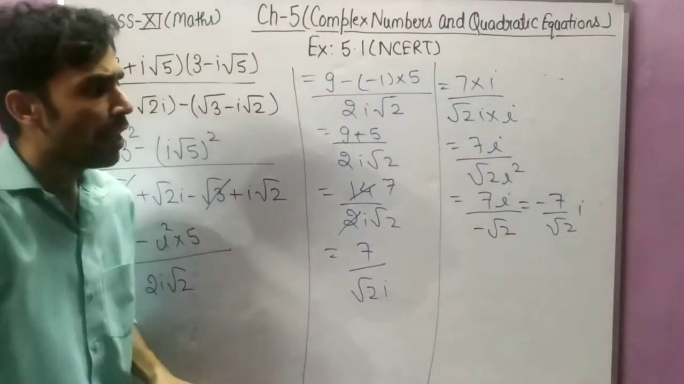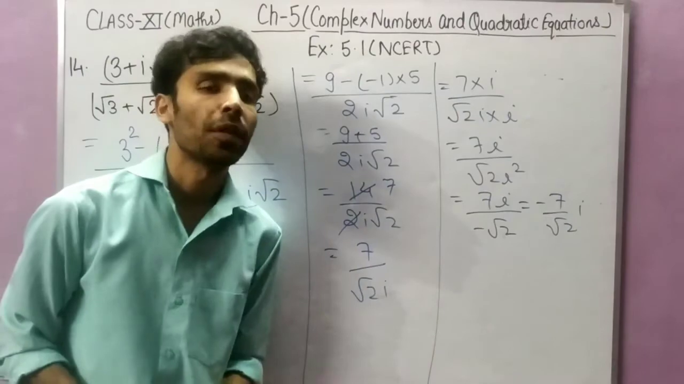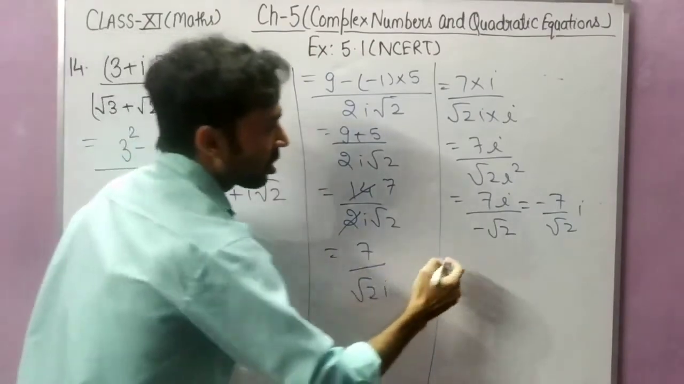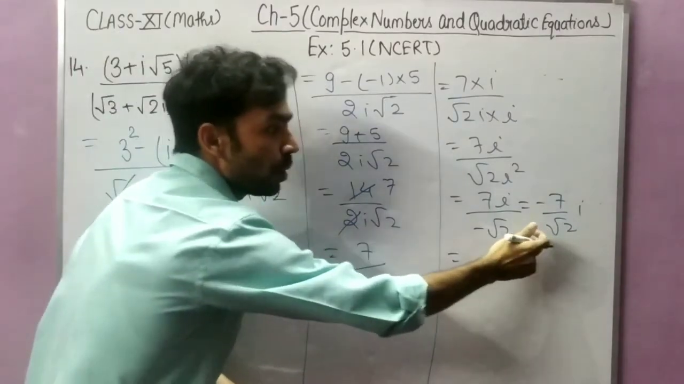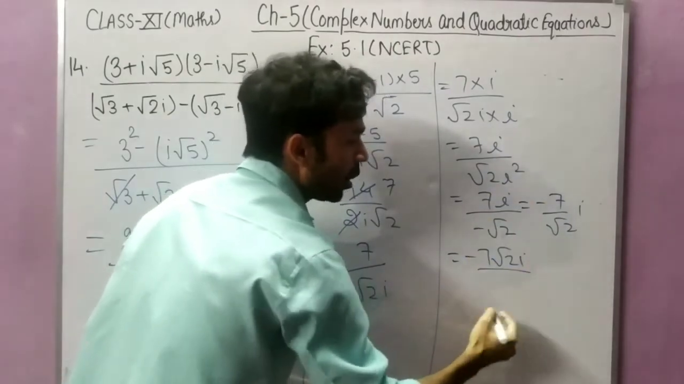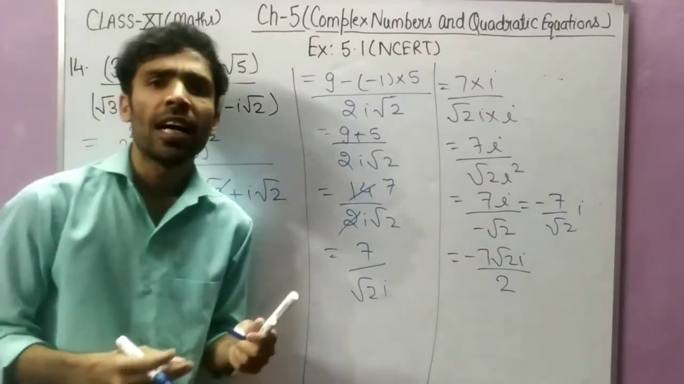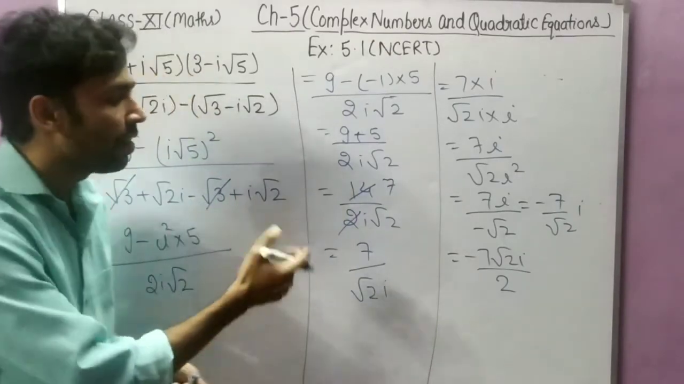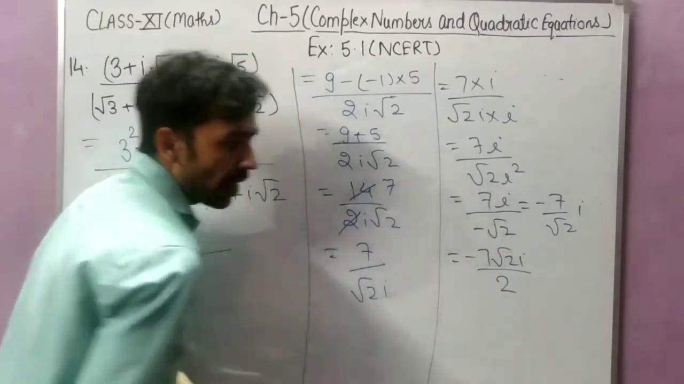Okay, now if you want to rationalize it again, then again you can multiply by root 2 in both numerator and denominator. Or if you don't want to rationalize, you can leave your answer up to this only. Okay, so I can rationalize. So if I rationalize root 2 from the denominator, I can multiply root 2 in both numerator and denominator. So I will get 7 root 2 i upside, and in the denominator 2 will come after rationalization. Okay, because we never put root sign or imaginary sign in the denominator. First I have rationalized i, then after that I have rationalized root 2. Okay, after solving this much.